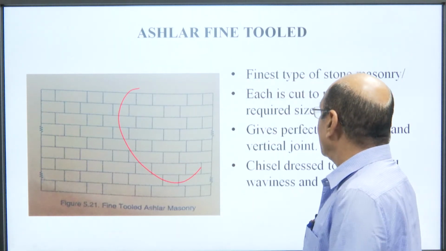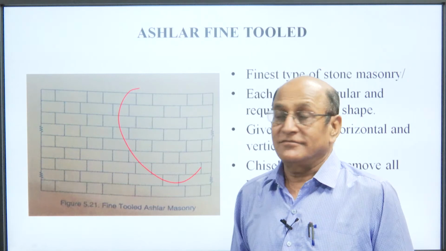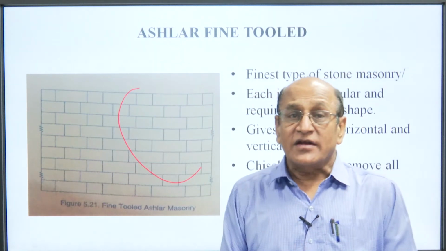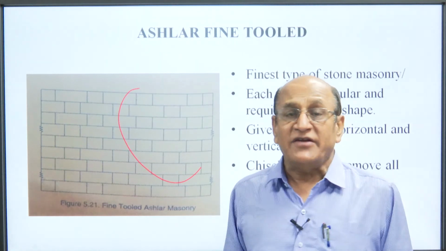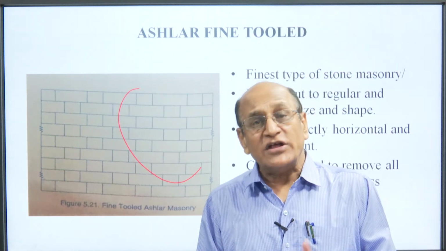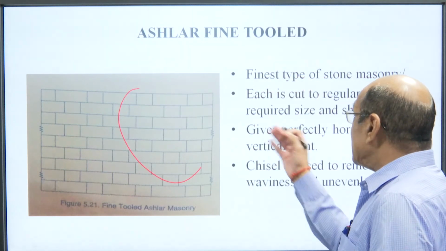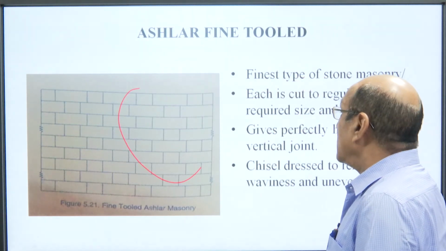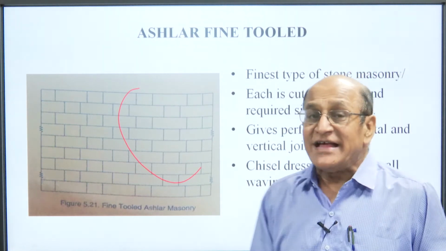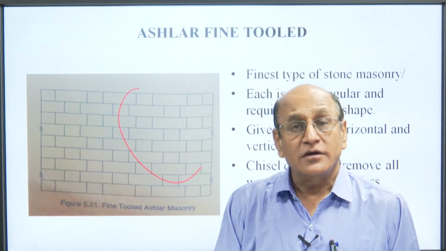Masonry like this way gives perfectly horizontal and vertical joints. We can see here the horizontal joints are completely horizontal and vertical joints are completely vertical, because all stones are dressed properly. These stones are chisel dressed to remove all waviness and unevenness of the stone.